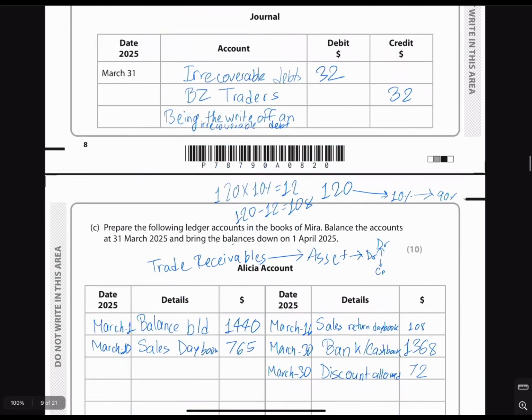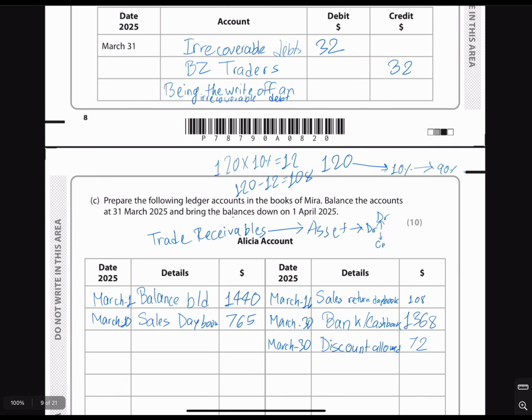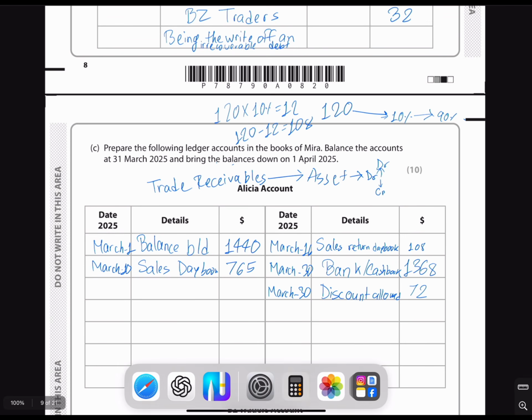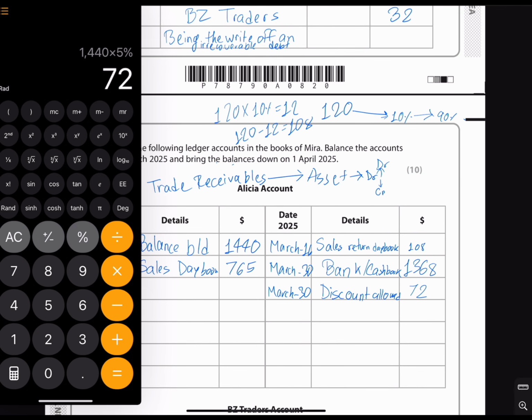Then we are done with Alicia's account. We don't have anything else, so we just balance it out. Let's see how much we get. On the left side we have 1440 plus 765, so it's 2205. It is 2205.